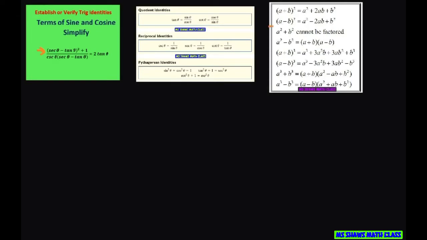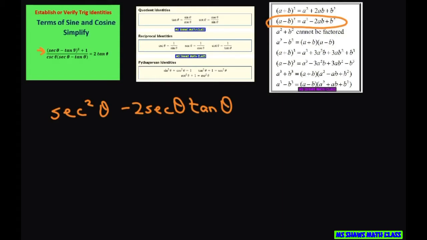It's this format here. So I'm going to rewrite this as secant squared theta minus 2 secant times tan plus tan squared. Tan squared plus 1. Now, we know that tan squared plus 1 equals secant squared. So I'm going to change that.